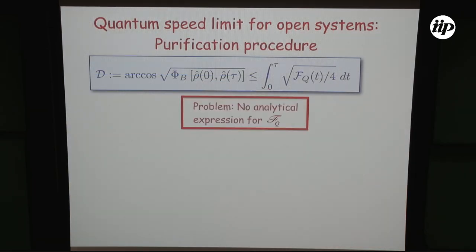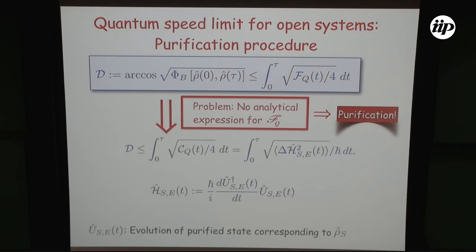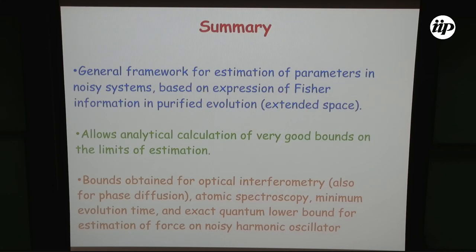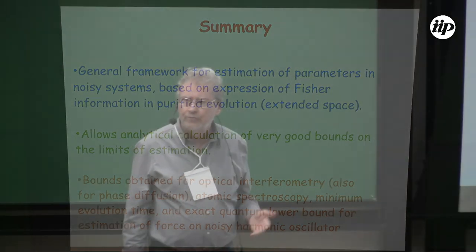Since my time has expired, I'm not going to go into the next slide. I'm just going to jump this slide and go to the summary. So what I have shown you is a general framework for the estimation of parameters in noisy systems based on the expression of Fisher information in a purified evolution, that is an extended space. This framework allows analytical calculations of very good bounds on the limits of estimation. And in fact, we have obtained bounds for optical interferometry, not only noisy optical interferometry, which I showed you, but also for phase diffusion, atomic spectroscopy, minimum evolution time, several examples, exact quantum bound for estimation of force on a noisy harmonic oscillator, and so forth. So there is a nice range of problems where this can be applied.